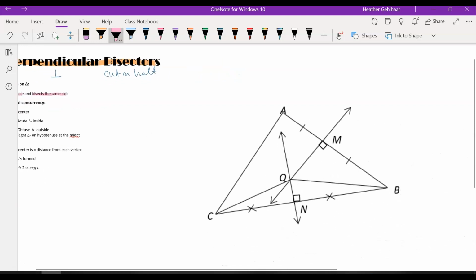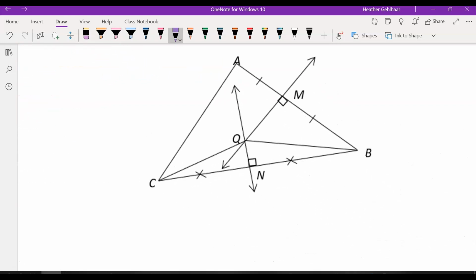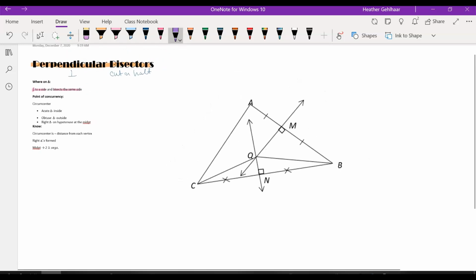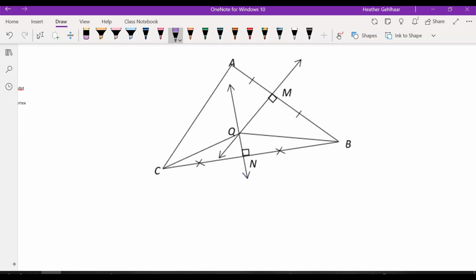So now let's take a look at this picture here. If we take a look at this line, let's go NQ. You will see here that if I extend this line further, it does not intersect the vertex. A perpendicular bisector does not have to intersect the vertex. All that it needs is to be perpendicular and bisecting the side.